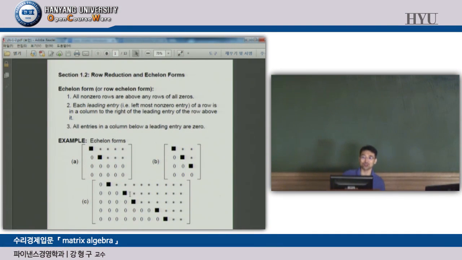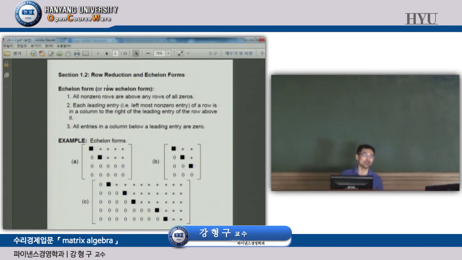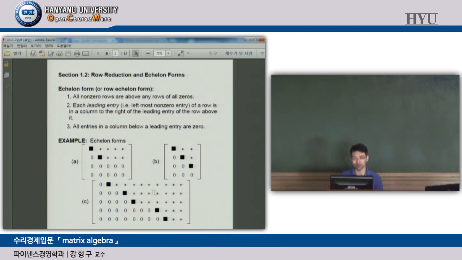First, we have to know what echelon form is. Row echelon form: all non-zero rows are above any rows that are all zero. And each leading entry of a row is in a column to the right of the leading entry of the row above it. All entries in a column below a leading entry are zero.